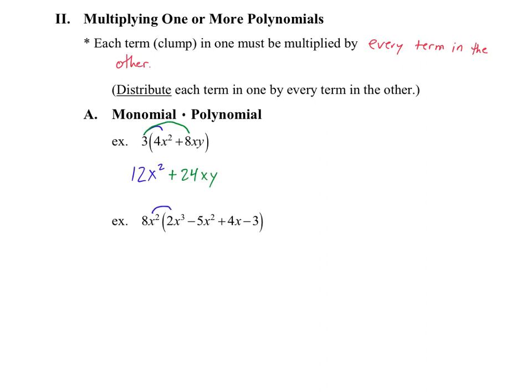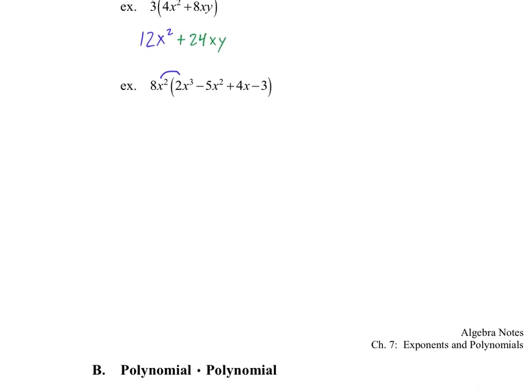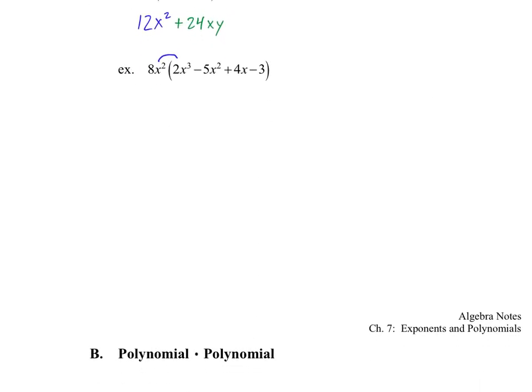Next one, we do the same exact steps, there's just more of them. So I have my 8x squared times my 2x to the third. So again, you could treat that like what we did up above with a monomial times a monomial. And I do 8 times 2 then, gives me a 16. And x squared times x to the third is x to the fifth. I add those exponents. All right, next we do my 8x squared times the second term right there. So a positive 8 times a negative 5 gives me a negative 40. x squared times x squared gives me x to the fourth. I'm adding those exponents together.